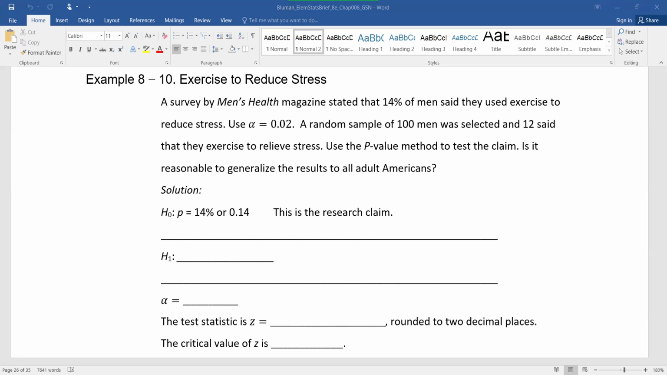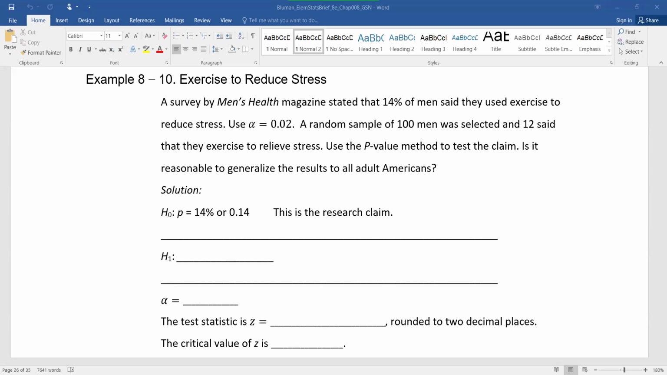14% of men said they used exercise, and then a random 100 men. Where do you see adults? Oh, yeah, is it reasonable to generalize the results to all adult Americans? It really should say all male adults.